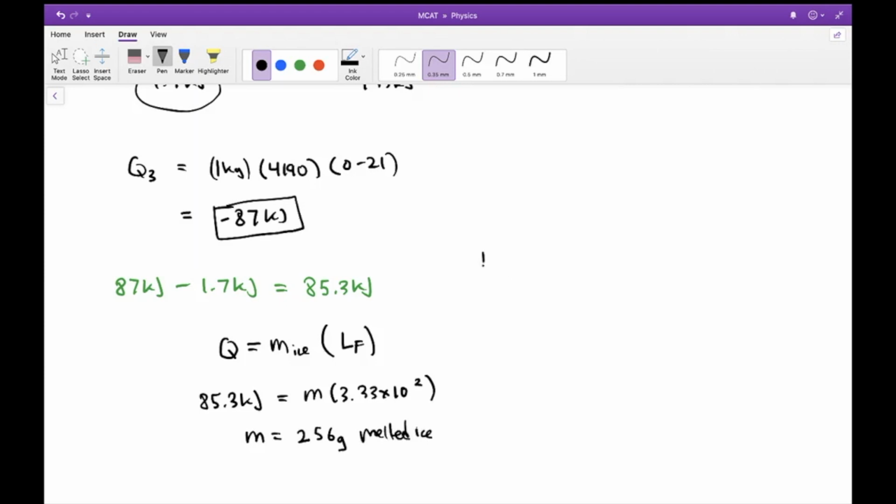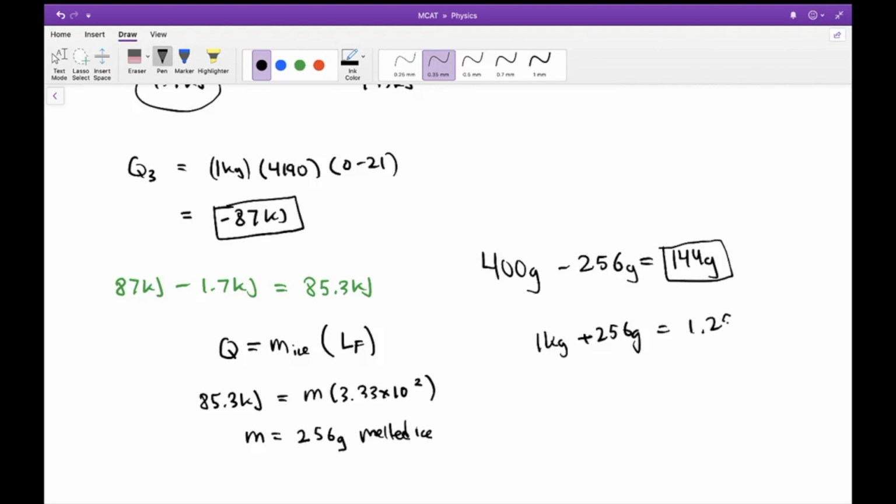So if we started off with 400 grams of ice, we melted 256 of it, and we are left with 144 grams of ice. And we initially started off with 1 kilogram of water, and we're going to add 256 grams of that to get our final amount. So 1.256 kilograms of water. This makes sense because any of the ice that melted turned into water, hence the melting part. So any ice lost turned into water. So we lost that much and we gained this much.